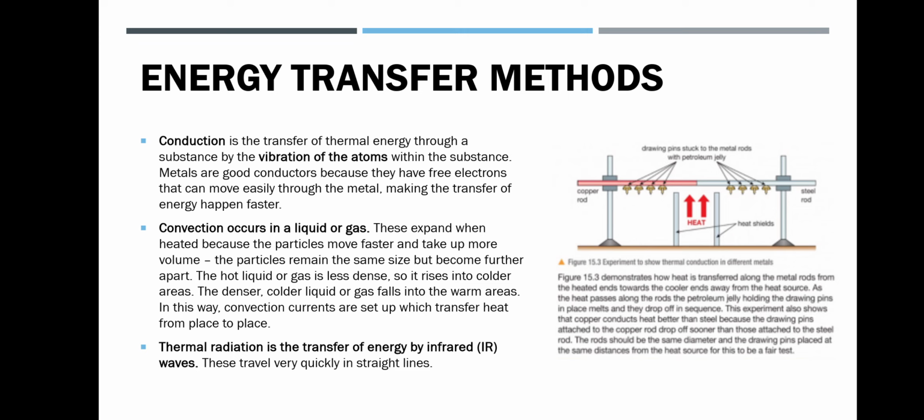Next up is convection. Convection occurs in a liquid or gas. Now these expand when they are heated because the particles move faster and they take up more volume. Although the particles remain the same size, they become further apart, so they take up more volume. Now what happens is that hot liquid or gas is less dense, so it rises into colder areas, whereas the denser, colder liquid or gas falls into the warm areas. And in this way convection currents are set up which transfer heat from place to place.